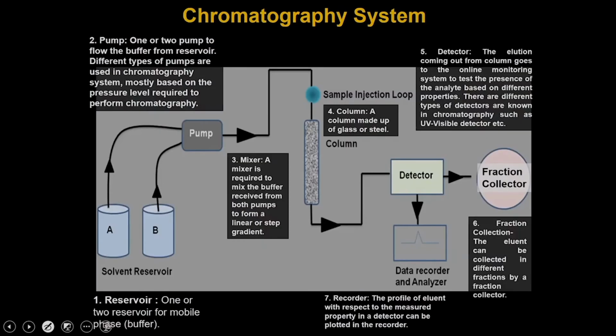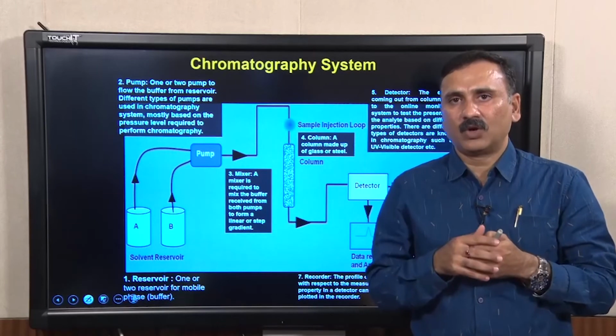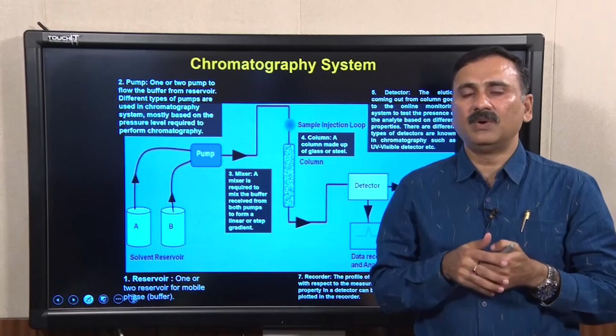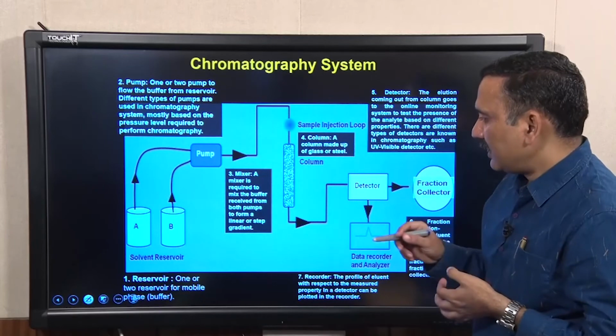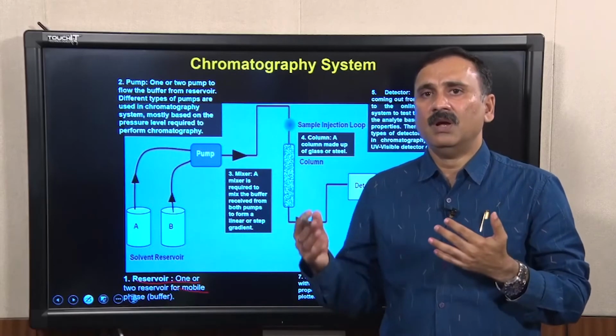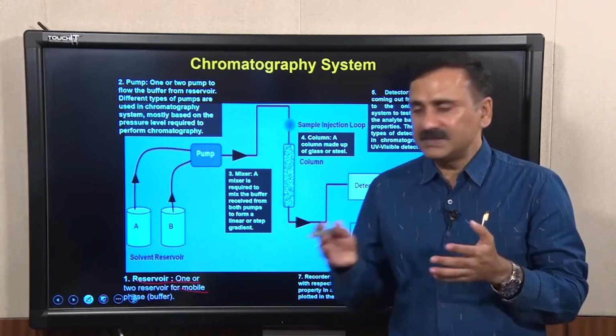Now, if you would like to perform chromatography, you can utilize a chromatography system, and in a typical chromatography system you are going to have multiple components. Let us see what these components are. You can have the reservoirs. You can have one or two reservoirs where you are going to keep the mobile phase, the buffers. In some cases you can even have four reservoirs, so that you can prepare the gradients between the buffers.